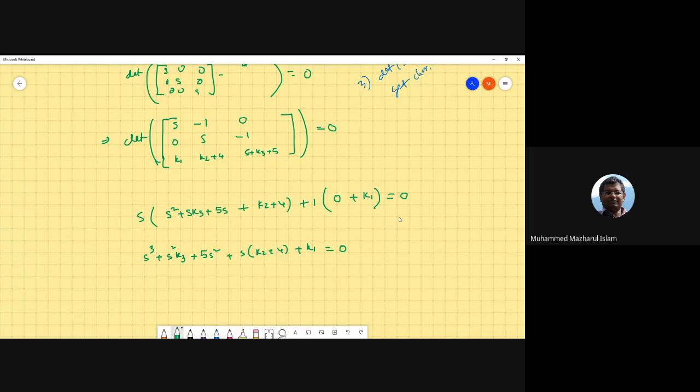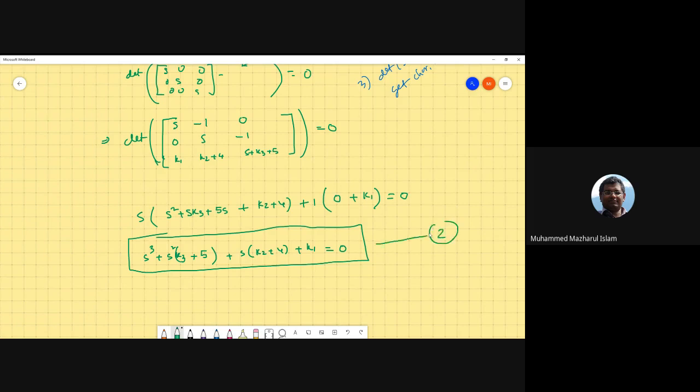So we could have also taken s square as the common term here. We would get this. This is a third order polynomial. As expected, the system is third order. So if you solve this, you'll get 3 poles. But fortunately, we don't need to solve this. This is the characteristic equation of the new system.